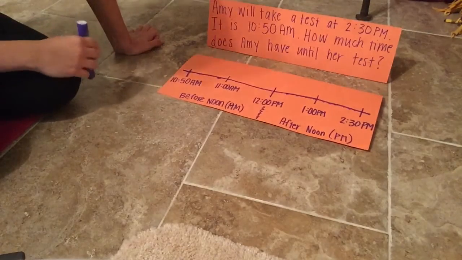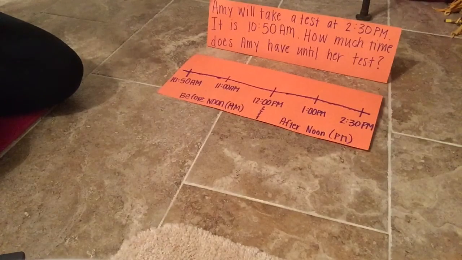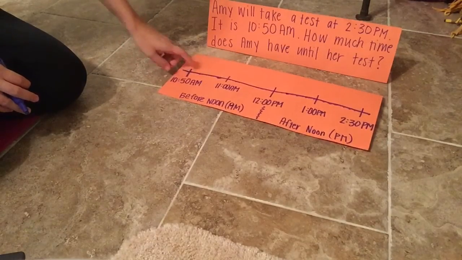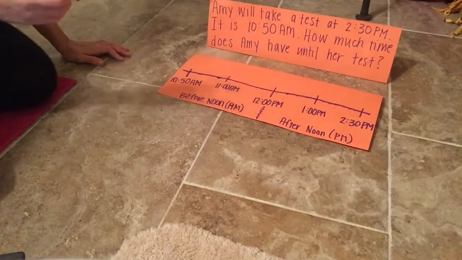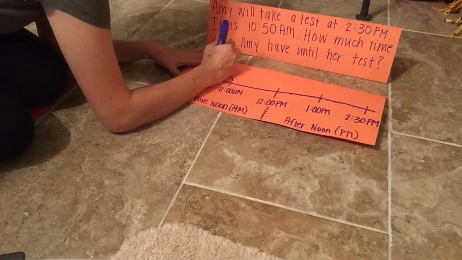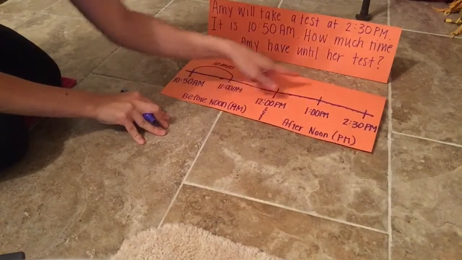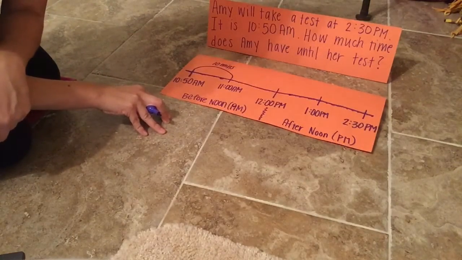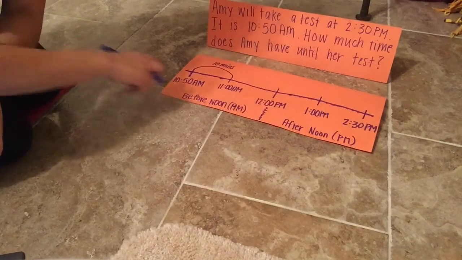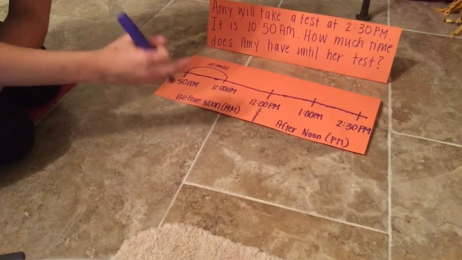So I need to get to 2:30 p.m. from 10:50. In order to do that, I'm going to take a tiny jump of 10 minutes from 10:50 to 11. And I'm going to do that because it's easy for me to start this way and to be able to jump throughout the next to 2:30. So I just jumped 10 minutes from 10:50 to 11.